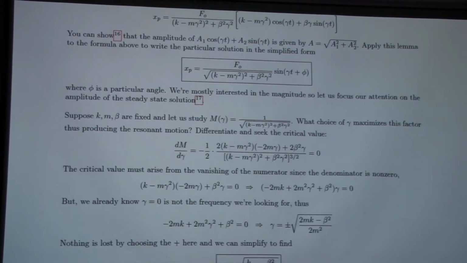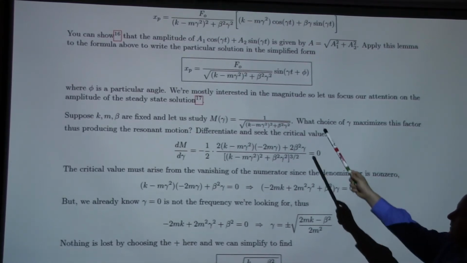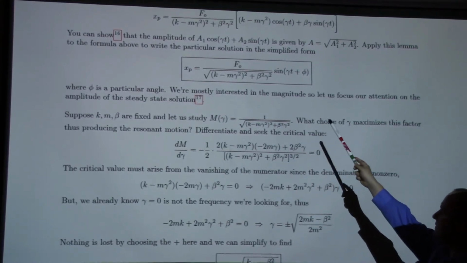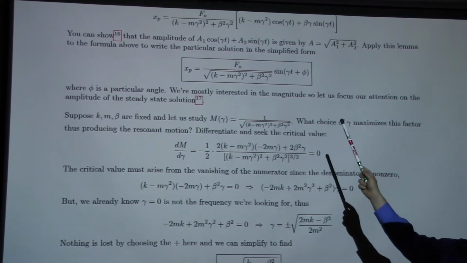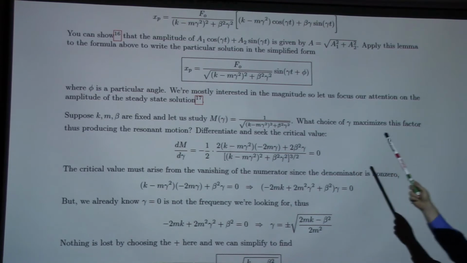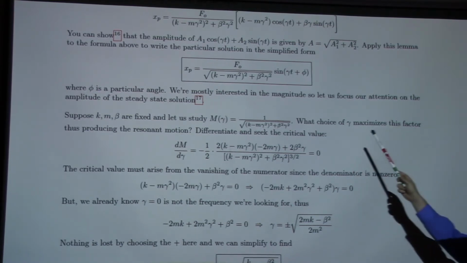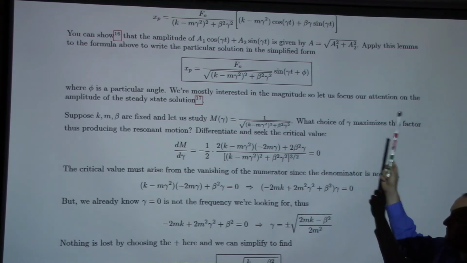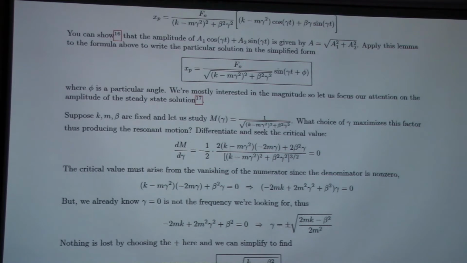excuse me, xp equals f naught over the square root of that stuff plus beta squared gamma squared, sine of gamma t plus a phase angle phi, right? Well, this is always fun. Maybe I shouldn't use this room. Stupid roof shaking. And then of course to maximize that, you differentiate with respect to gamma and look for critical points. It's kind of awful, but you can do it.